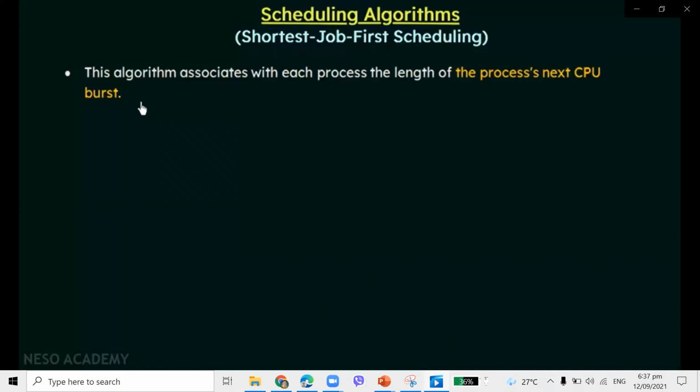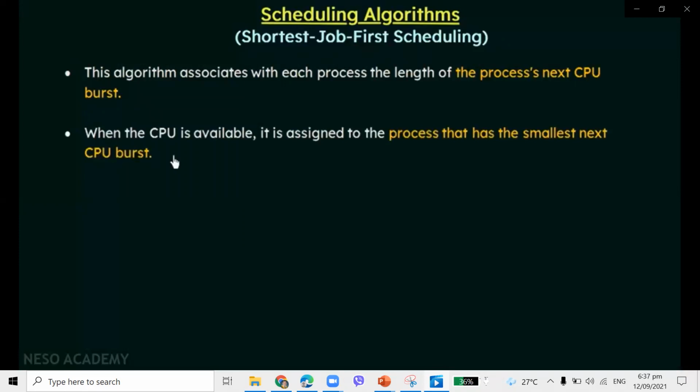Based on that, the processes will be assigned the CPU. The process having the least next CPU burst will be the one to get the CPU first, and this pattern will be followed for the remaining processes as well. So when the CPU is available, it is assigned to the process that has the smallest next CPU burst. This is what I just explained. Now there may be a question that comes to your mind.